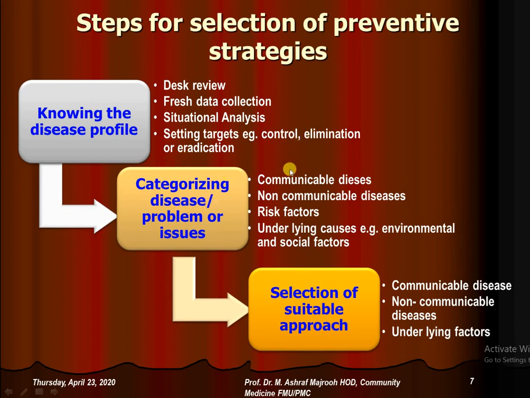Then we categorize whether this problem is definitely a disease, communicable or non-communicable, or whether it is a factor or an underlying cause, like environmental and social factors. So the strategies will be based on this categorization. When this categorization is done, then we will choose the model for communicable diseases, non-communicable diseases, and underlying factors. So the important steps are to know the data, then categorize the problems, and then select the model.